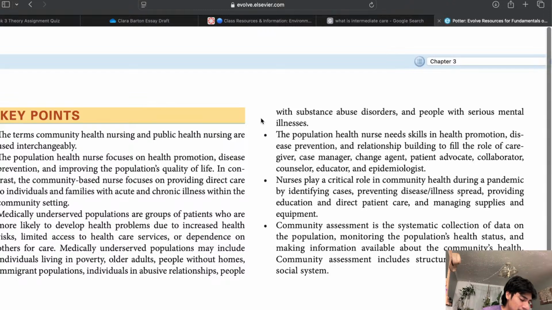Change agent. A community health nurse also has to be a change agent, and as a change agent, you have to implement. You have to empower people to make change. You have to be the X factor. You have to be the reason why people start changing, start seeking better for themselves. And it's not that they're not seeking better for themselves, but you give them the tools to change for the better.